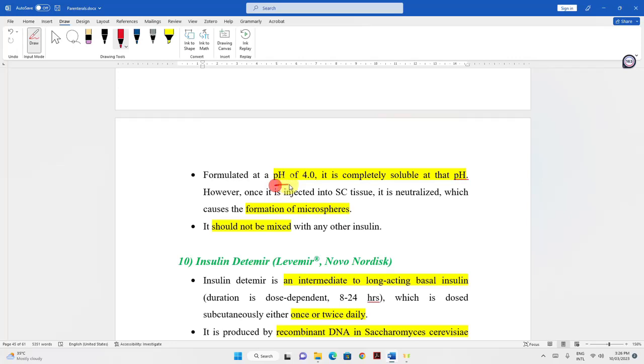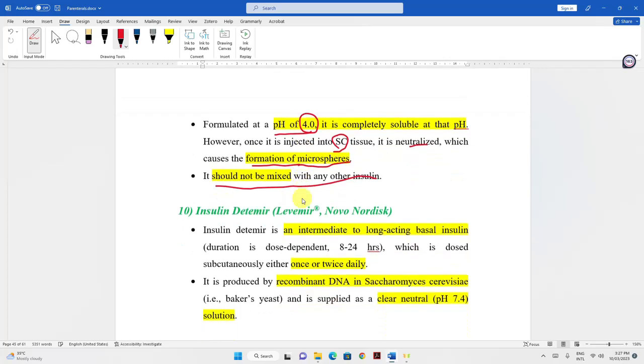Look, this is the only preparation with a pH of 4. Okay, so it's acidic. But when it's injected into subcutaneous tissue, what happens to the pH? It gets neutralized by the surrounding fluids. When it neutralizes, what happens to the insulin? They form microspheres, and these will allow longer duration of action for insulin. Of course, this is pH 4, it's the only one, so we should not mix it with any other insulin that can change the pH.